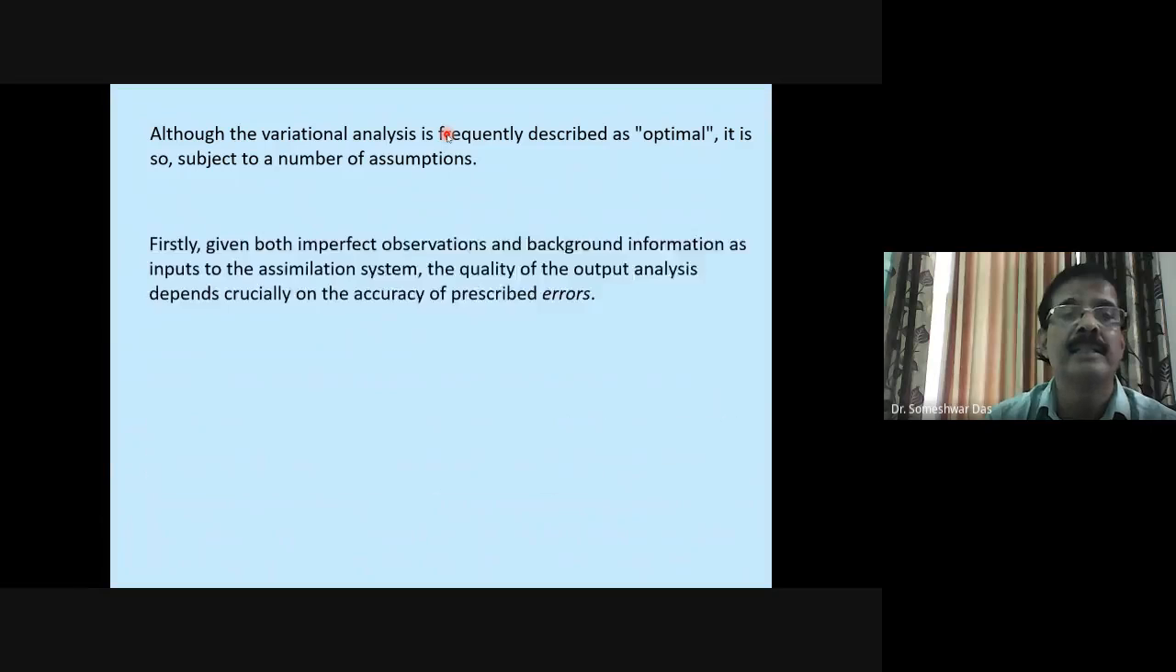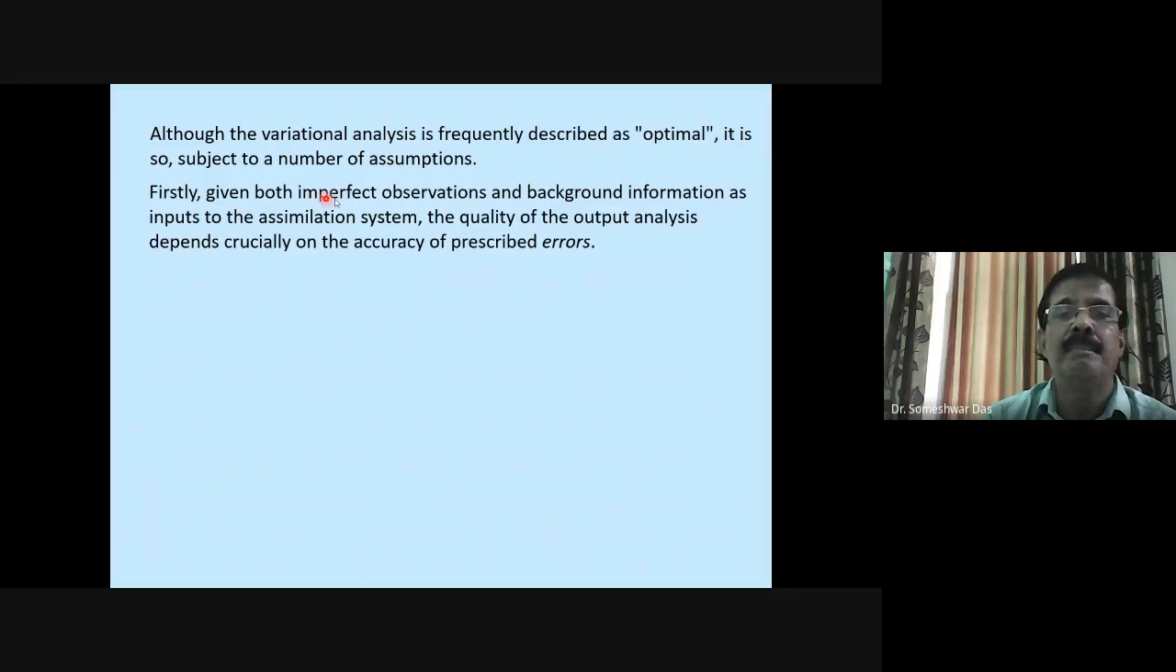Okay. Firstly, given both the imperfect observations and background information as inputs to the assimilation system, the quality of the output analysis depends crucially on the accuracy of the prescribed errors. Okay, because you know that there are errors in the observations. Your observations are not perfect. There are errors in the background field. That is your first case because the model is not perfect. Okay, so these are the inputs to the assimilation system. So the quality of the output from this system will obviously depend crucially on the accuracy of the prescribed errors. Okay.